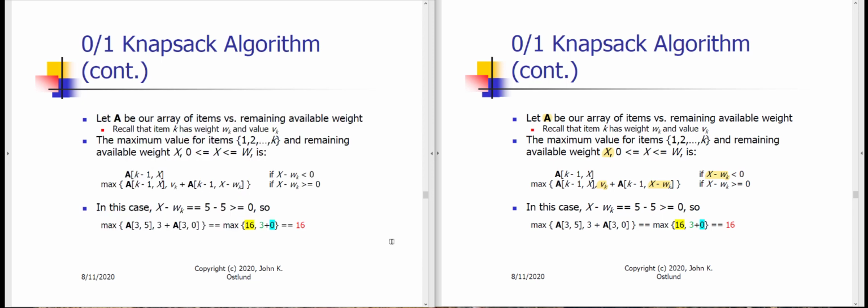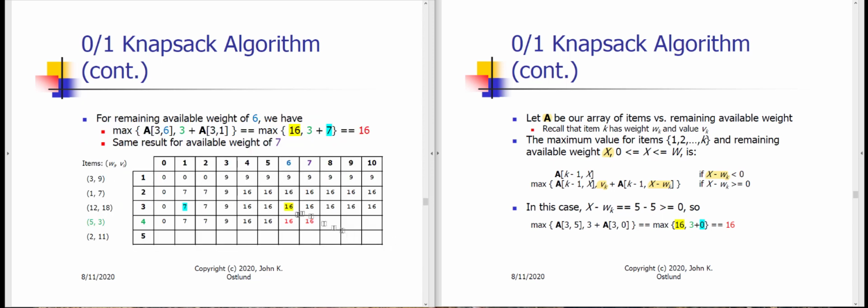Continuing onward, when we get to column 6, meaning that there are 6 units of available weight that we can use now... Let me back up here.